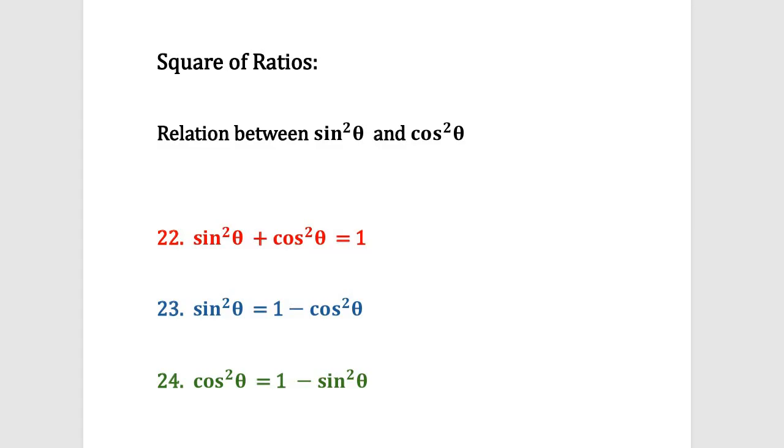Now we'll see square of ratios, relation between sin square theta and cos square theta. Formula number 22, sin square theta plus cos square theta equals 1. From this formula 22, we can get two other formulas, formula 23 and formula 24. Formula 23, sin square theta equals 1 minus cos square theta, and formula 24, cos square theta equals 1 minus sin square theta. So these are the relation between sin square theta and cos square theta.